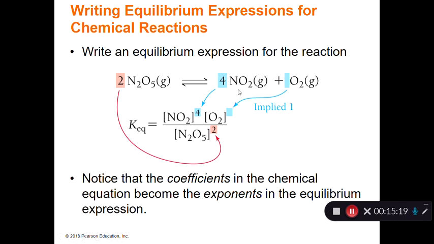Products on the top: NO2, O2, and N2O5 on the bottom. Then we apply the coefficients as exponents. The coefficient for this substance is 4, so I write it as an exponent. This number is 1 because the coefficient for oxygen is 1, and we don't write the 1, like we don't write it as a coefficient. So this is the general formula for this specific reaction. We call that the chemical equilibrium expression. We have forward and reverse reactions.